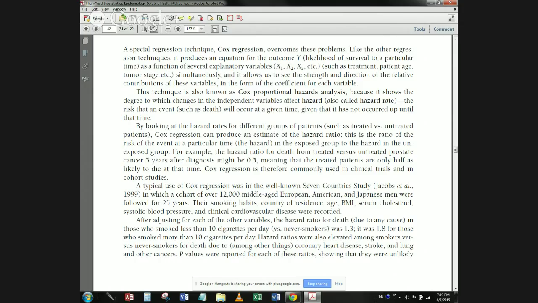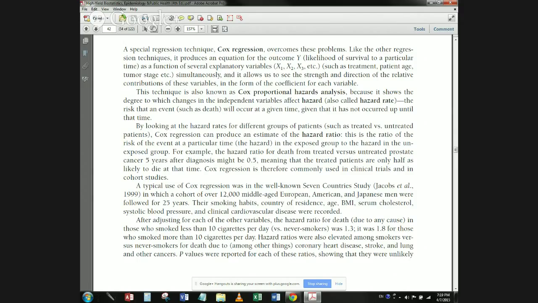This is the ratio of the risk of the event at a particular time, the hazard, in the exposed group to the hazard in the unexposed group. For example, the hazard ratio for death from treated versus untreated prostate cancer 5 years after diagnosis might be 0.5, meaning that the treated patients are only half as likely to die at that time. Cox regression is therefore commonly used in clinical trials and in cohort studies.